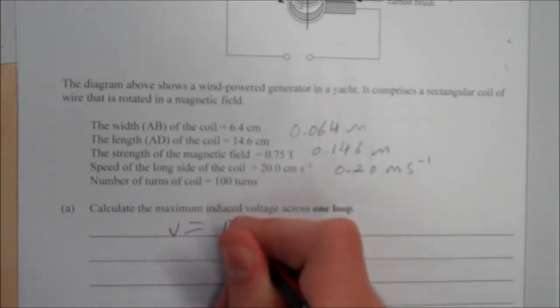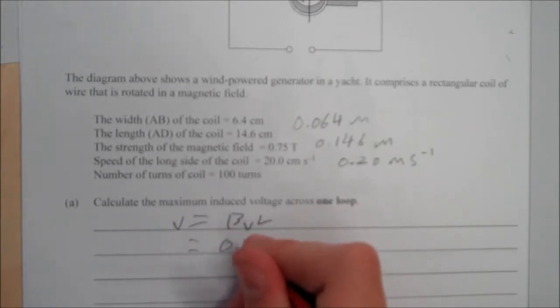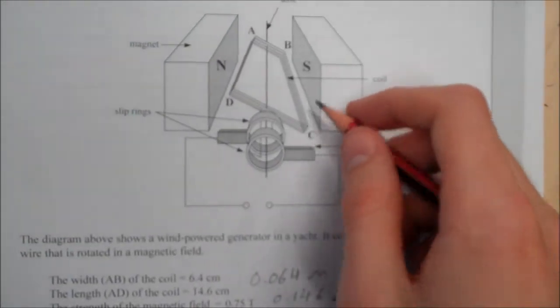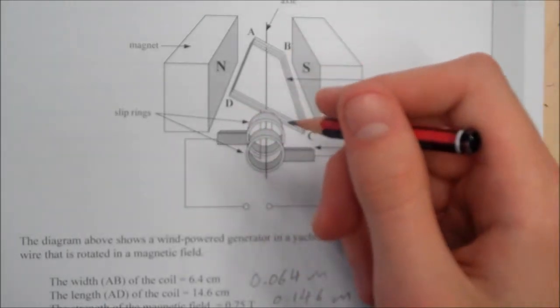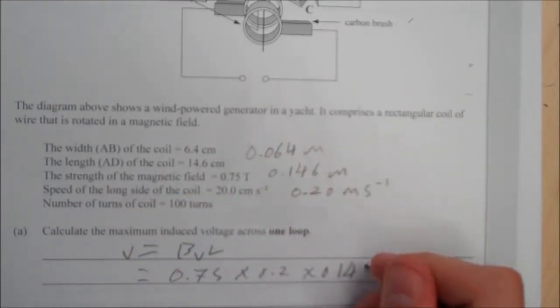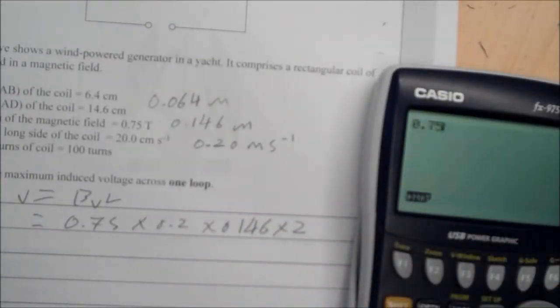Right, we need to calculate the maximum induced voltage across one loop. So if we look at our formula sheet, we've got the voltage here. Voltage equals the strength of the magnetic field times the velocity times the length. So V is equal to BVL, which is the strength of the magnetic field, 0.75, times the velocity, 0.2. It's asking for the voltage across one loop, so that means one whole loop of the wire. So we're going to have both the lengths of the wire included. We're going to take the length AD, so times 0.146 times 2, and that should give us the right answer. 0.75 times 0.2 times 2 times 0.146.